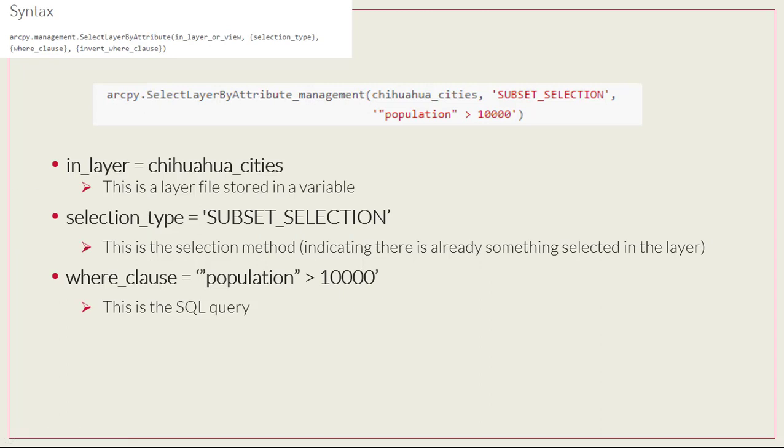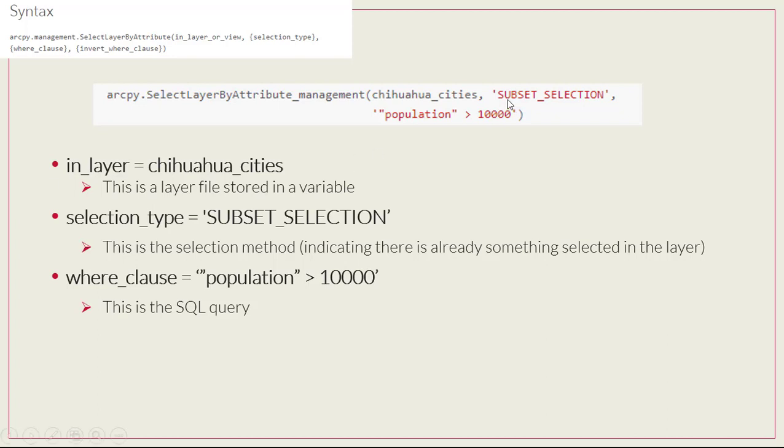All right, so here is a code snippet for an example for Select Layer by Attribute. In this example, we have a layer called Chihuahua Cities. It's been created by an earlier run of Make Feature Layer, because by now, remember, we know that this tool can only accept feature layers. So we know that Chihuahua Cities is going to be a variable that's holding a layer file that is in quotation marks. We know that the selection type being done is a subset selection, and we know that because it puts that string in there.